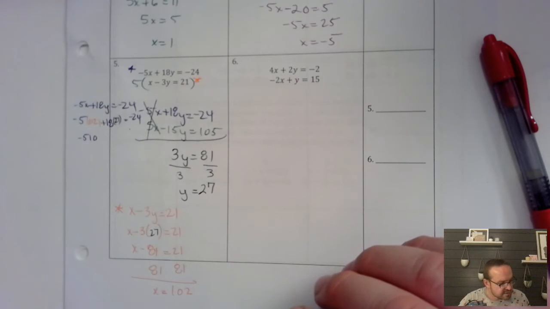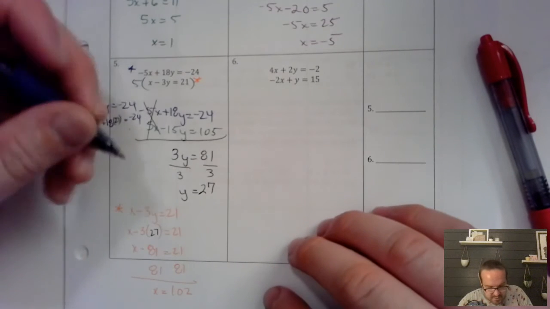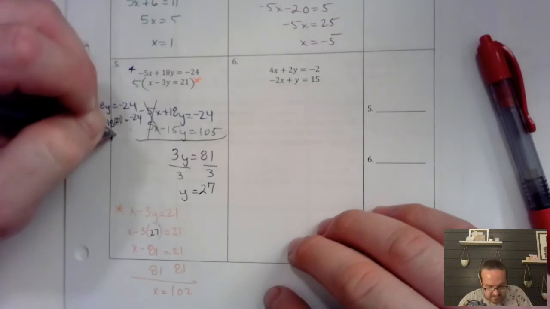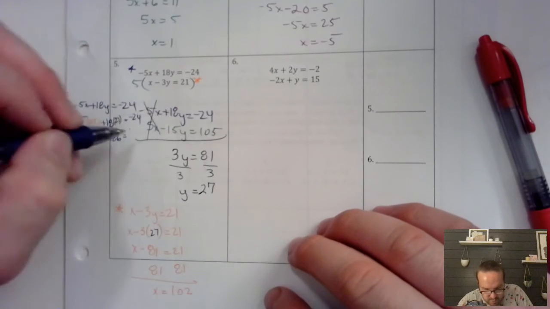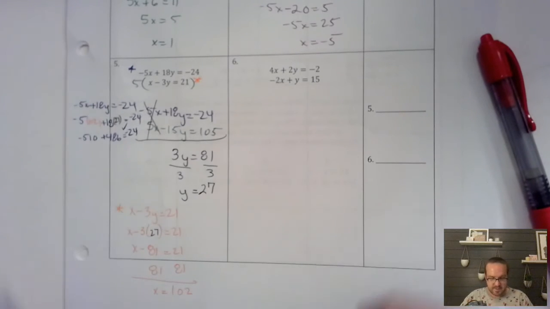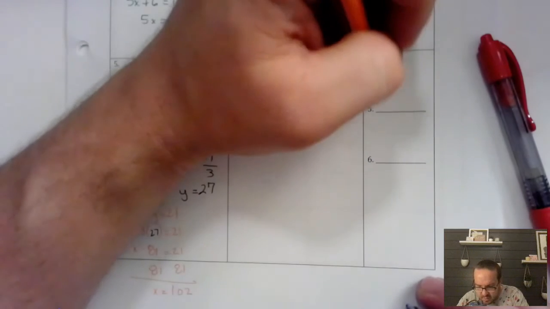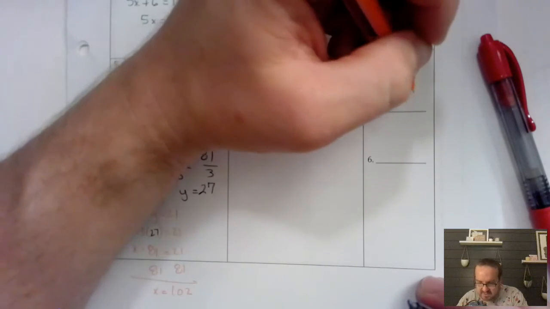Hold on just a second. I had 18 times 27. I had 18 plus 27, that would not have been helpful. So it's plus 486. And now if I add them, yep, they work. It adds up right there, right? So kind of a weird answer. We don't often see something this unique, but 102, 27, there it is.